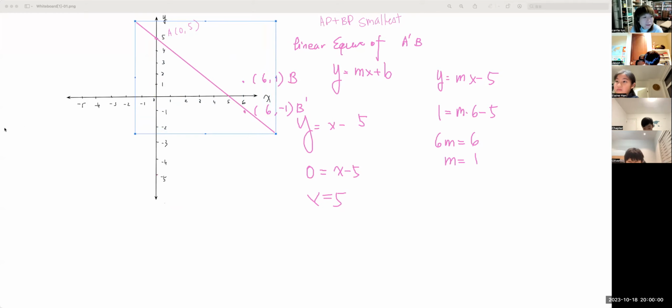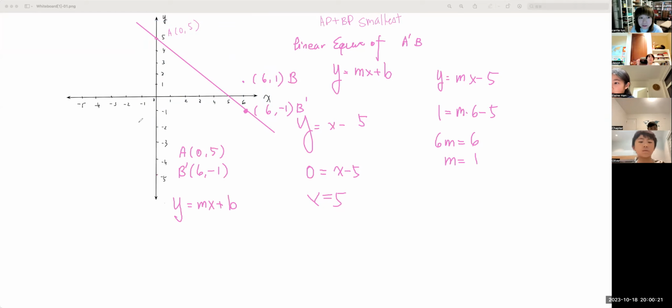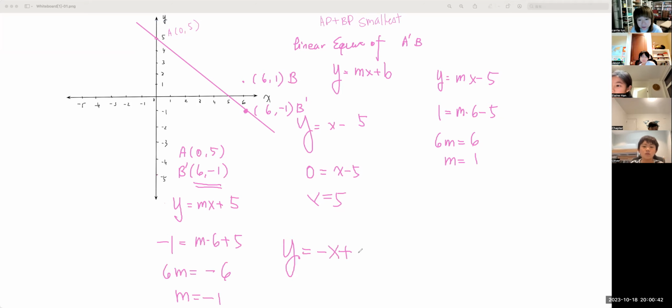So this is a line. We have a line going through A at 0, 5, and B' at 6 and -1. Again, we're lucky. So we have y equals mx plus b, equals mx plus 5. Now I put this one inside: -1 equals m times 6 plus 5. So 6m equals -6, so m equals -1. So we have the equation y equals -x plus 5.